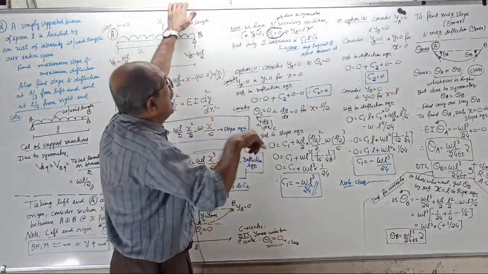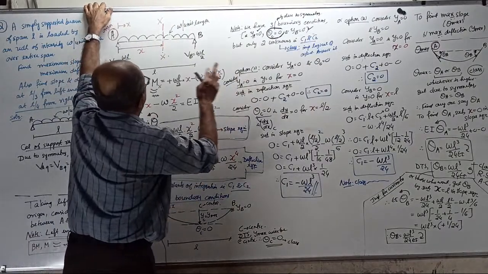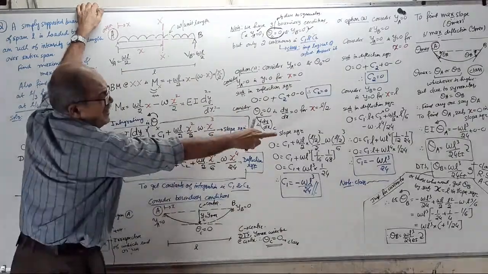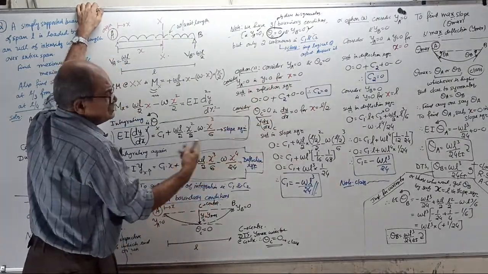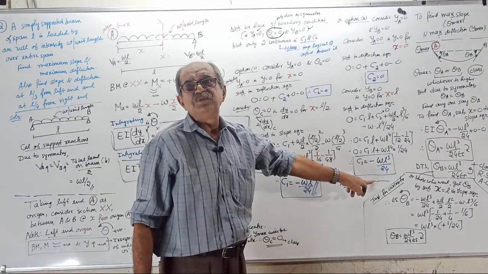Over. Or option 2. Do one thing. Don't use theta C 0. Use YA 0 and YB 0. See, I substituted. Then also your C1 will come the same. This we got last time.